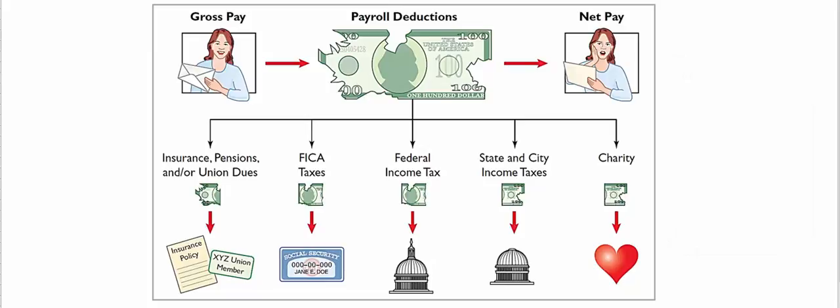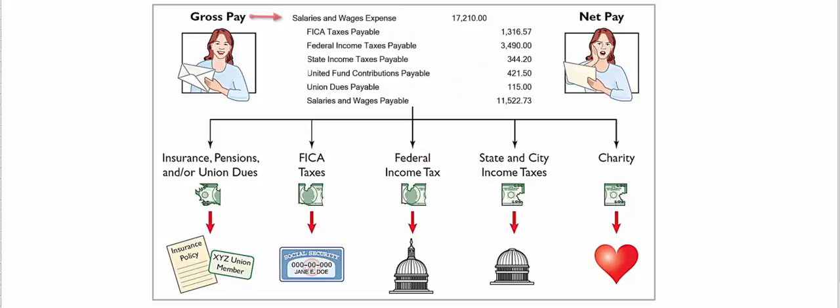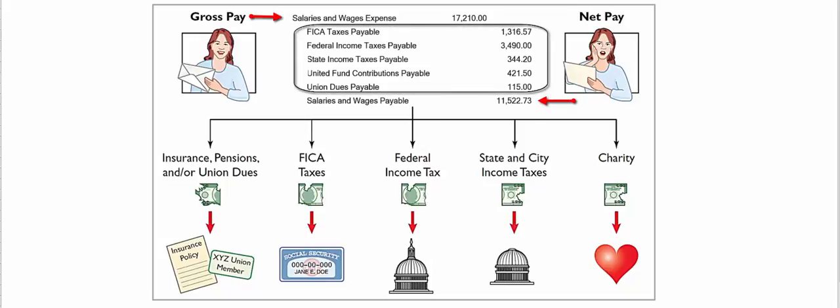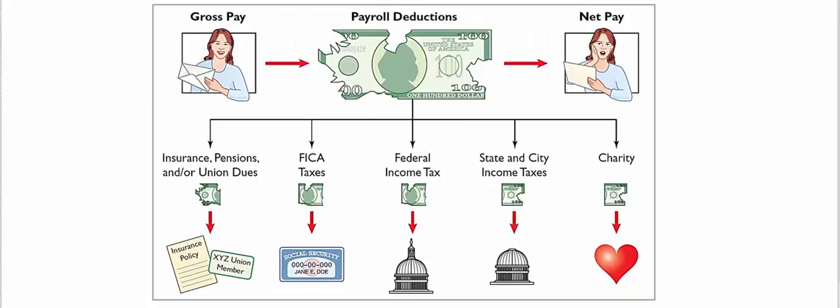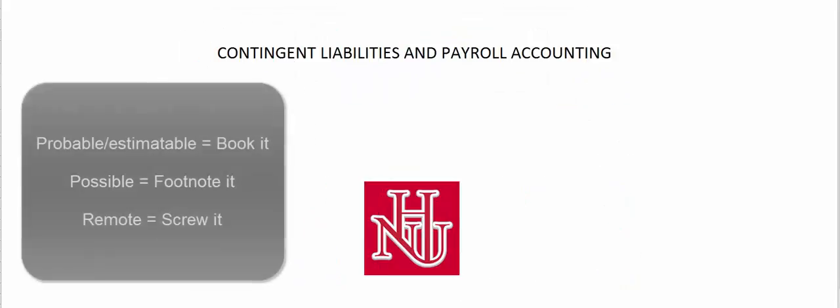So you as the employer might have salaries and wages expense of say $17,000 on payday, but you only write checks for $11,000. The difference, the $6,000 difference between the expense and the checks you cut are income taxes payable, FICA taxes payable, contributions to charity payable, and things like that. Those are current liabilities.